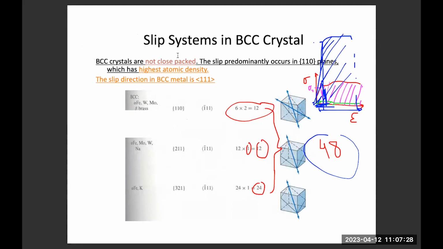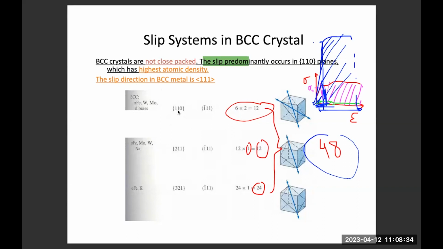So BCC is not close packed, and slip occurs always in the 1-1-1 direction. So in FCC, which plane is the slip plane? Anyone? Kaan, do you remember the slip plane in FCC? Actually, hocam, I don't remember. Try to remember the slip plane in FCC. Always 1-1-1, right, Ramazan? Thank you. FCC, the slip plane is 1-1-1. BCC, the slip plane is always 1-1-0, and it has the highest atomic density.